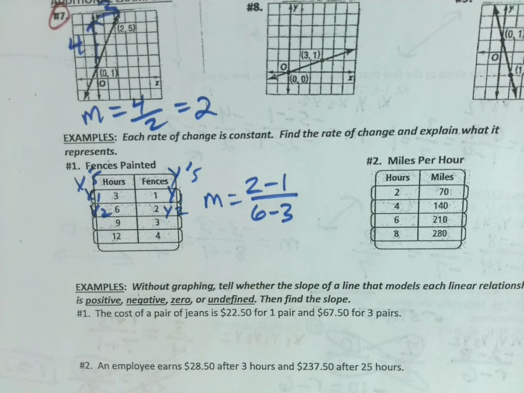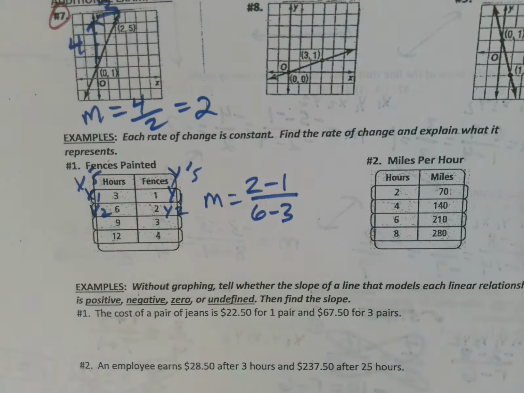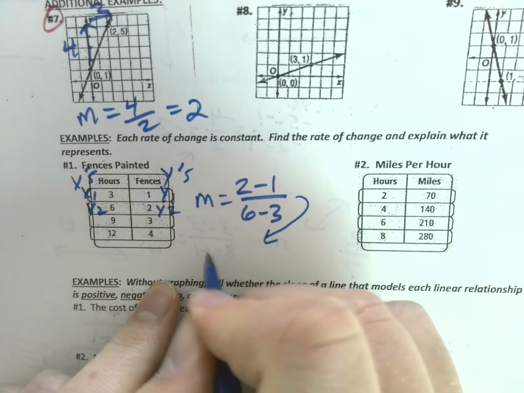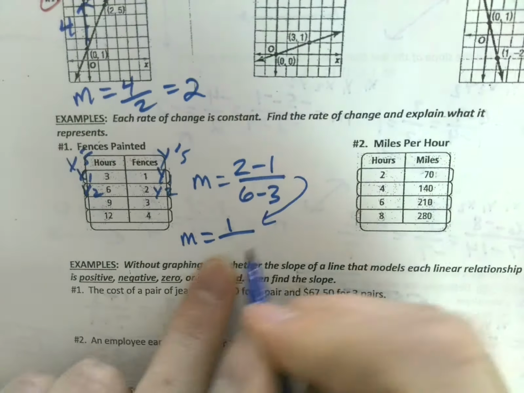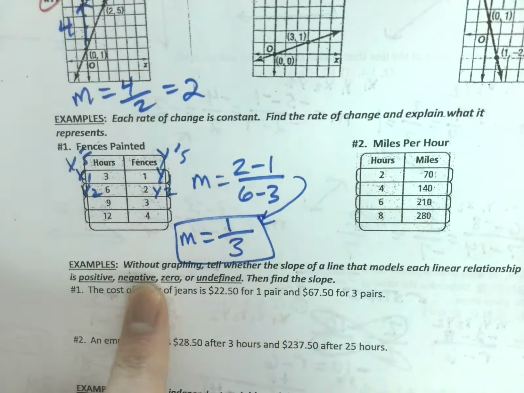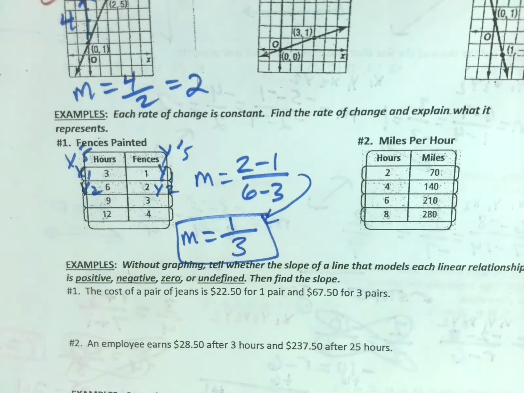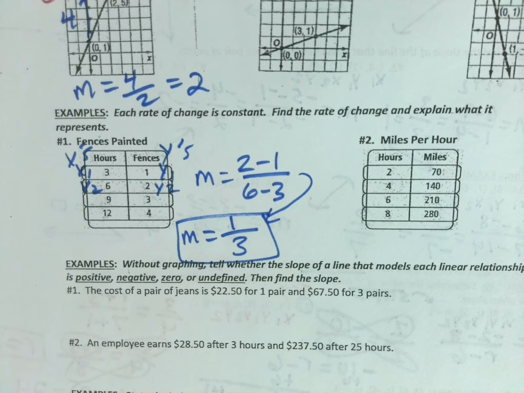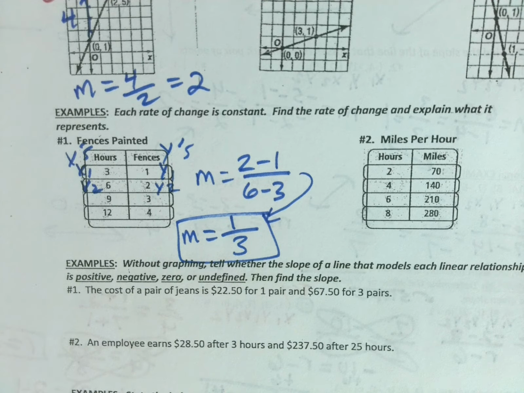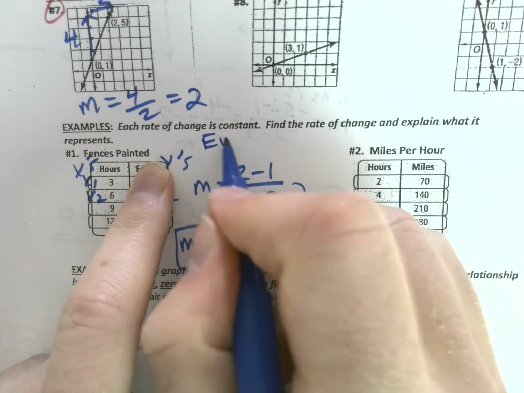And so, John, what do you get up top? What's 2 minus 1? Yep. So M is going to be 1 over, how about 6 minus 3? Yes, sir. So wait a minute. What does that mean, Connor? That means that every 1 hour, how many fences are we painting? We got 1 over 3. Oh, so are we even painting a whole fence in an hour? No. It's taking us 3 hours to paint one fence. So we're saying, guys, that every hour we're painting 1/3.